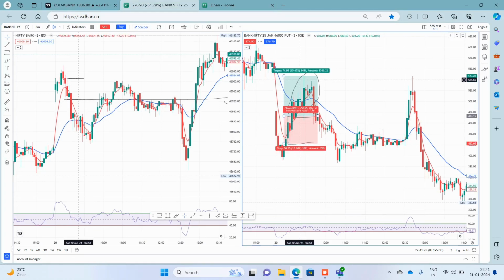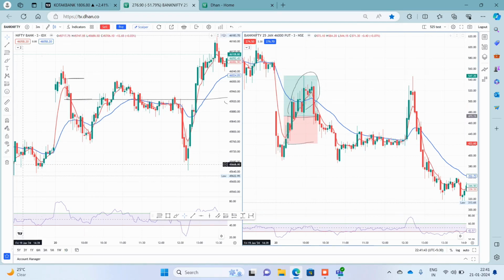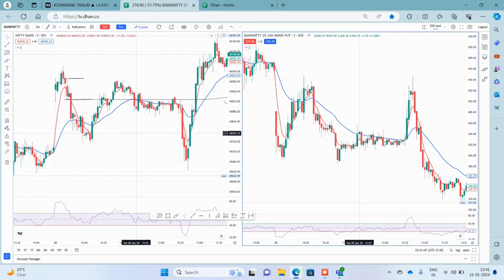What I said, when you see 1:1, when you see 50 points you are getting, you book 50 to 60% of the quantity. The rest you keep cost to cost as your SL. If you get more points, you can trail the rest of the quantity based on your risk reward. You can trail the rest of the quantity.